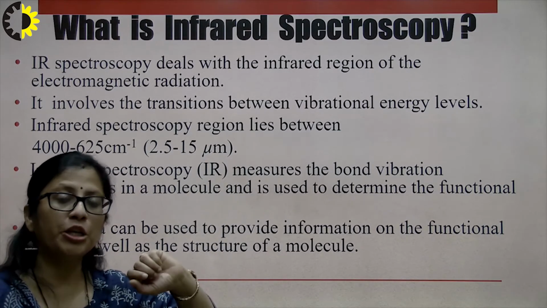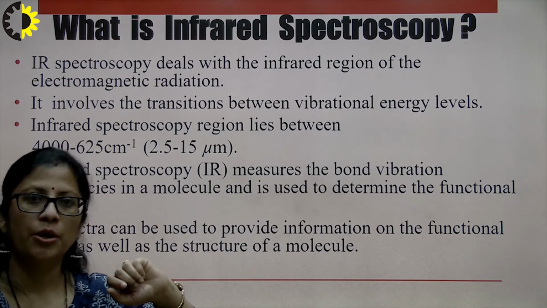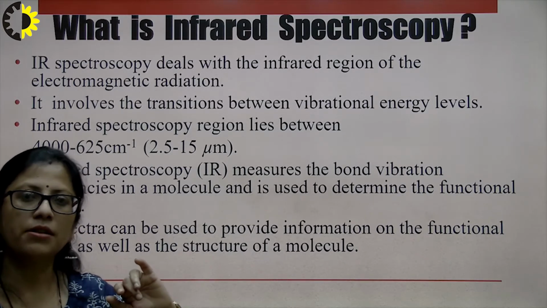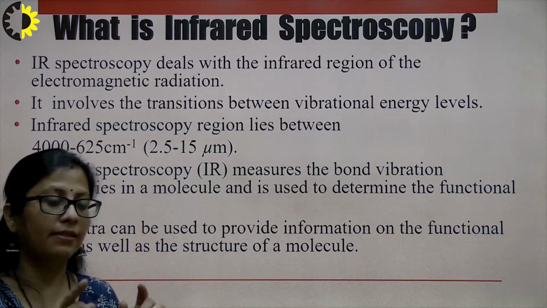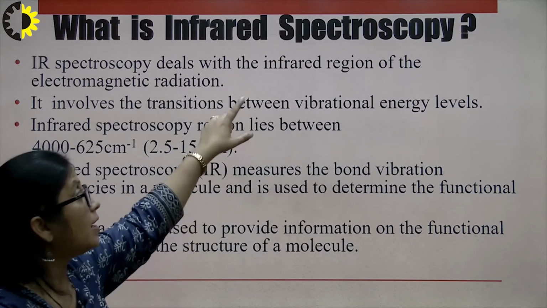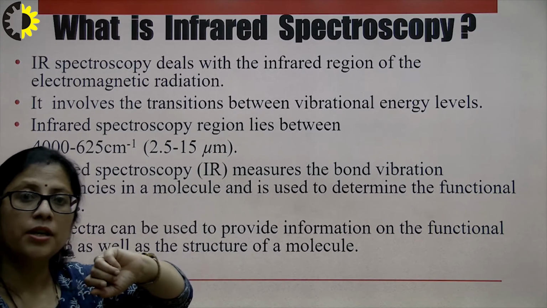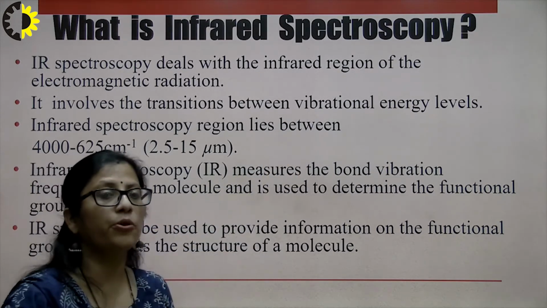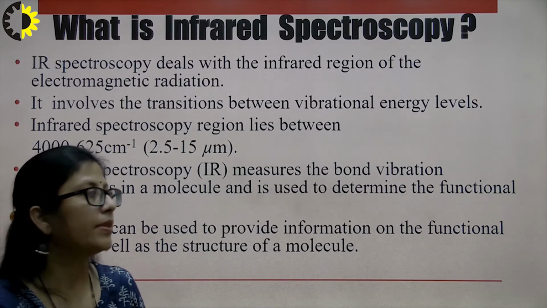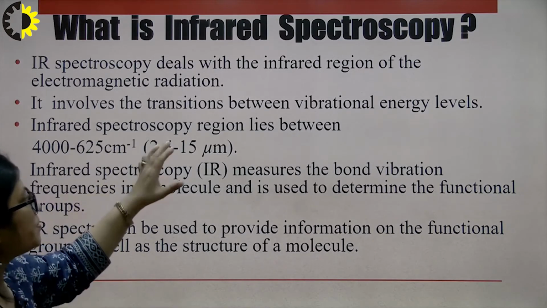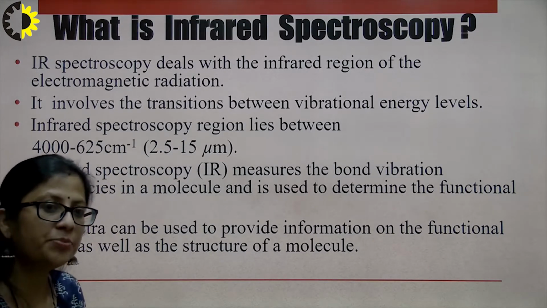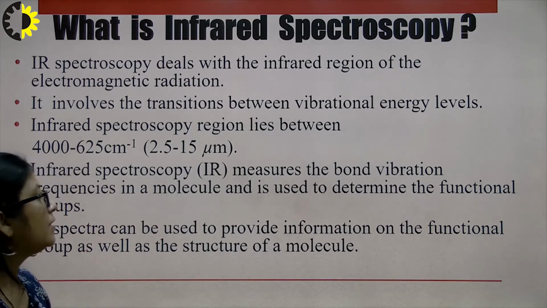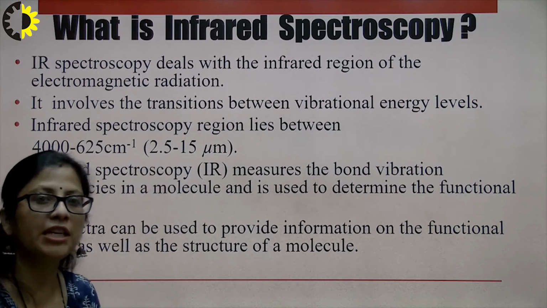Now, the vibrational energy levels can change. When I give energy to the molecule, first it starts translational, then rotational, and then vibration. So, these IR graphs or the absorption peaks are obtained as vibrational rotational spectra. Now, this IR spectroscopy region lies between 4000 to 625 centimeter inverse, that is from 2.5 to 15 millimicrons.